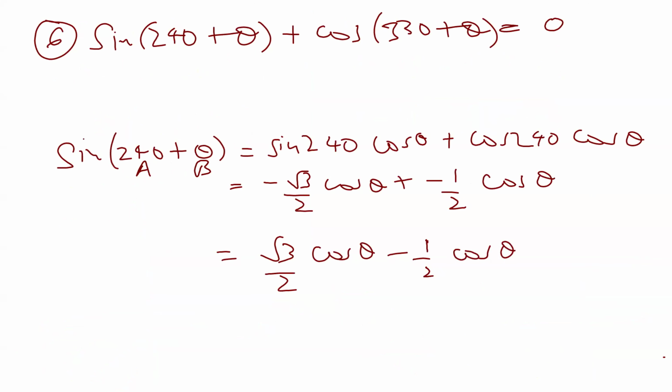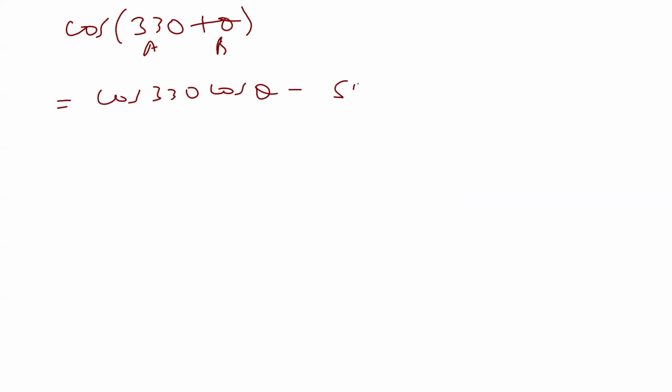Okay. Now I'll calculate this. I have calculated this, I'll calculate this now: cos(330 + theta). This is A and this is B. So cos A cos B minus sin A sin B. So now cos 330 and sin 330 values I will calculate.